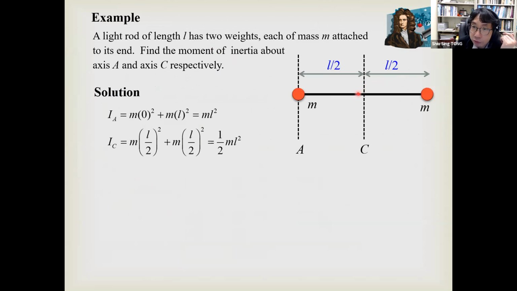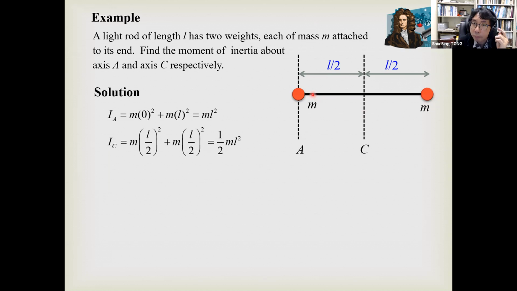Now suppose we have two very small masses, two very small balls, just like point masses, okay? And they are connected by a light rod, a rod with negligible weight. The two masses each have a mass of m. They are connected at the two ends of a light rod, okay?